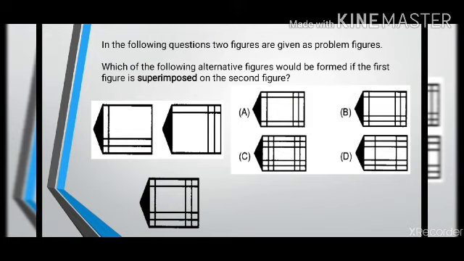Now when you go a little backwards, you will see here there are no vertical lines. Here two vertical lines are there. When you superimpose, finally you will get two vertical lines. In option D there is only one. So again option D can be eliminated. Now I have option A and option B with me. C and D I have eliminated.